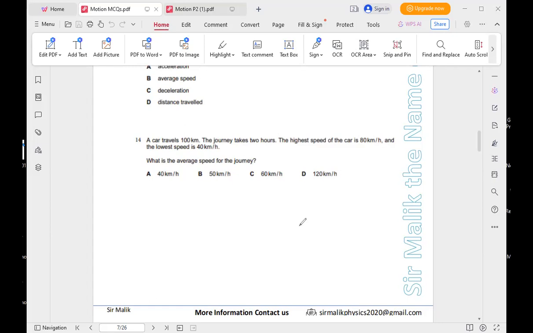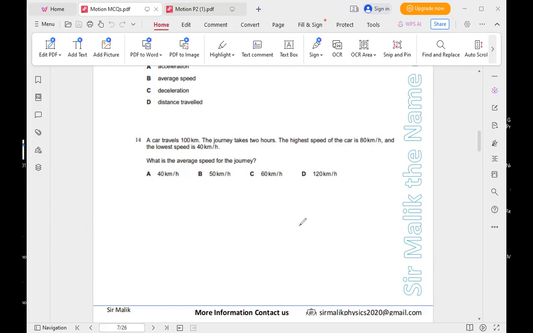When we calculate the average, then we basically calculate the mean. Mean means sum of data divided by number of data. Okay. So the answer is C. Yeah, answer C is correct.